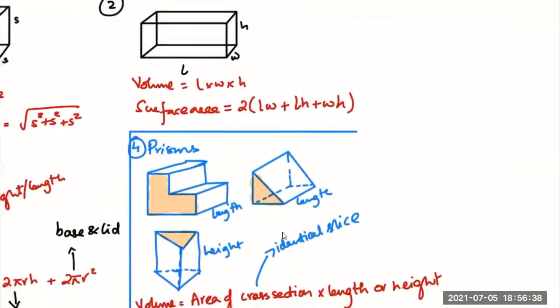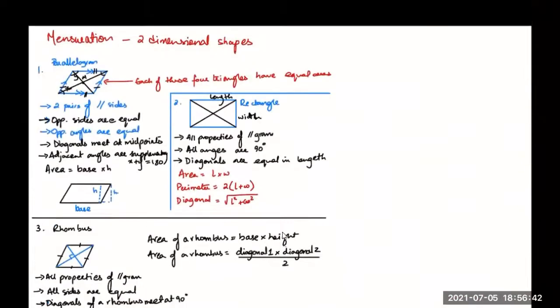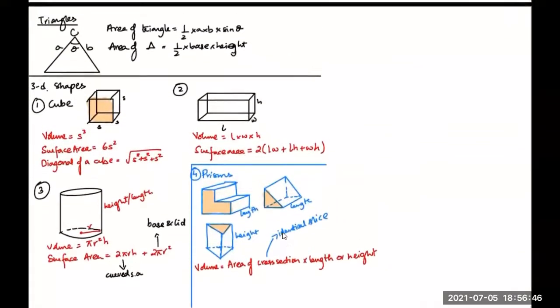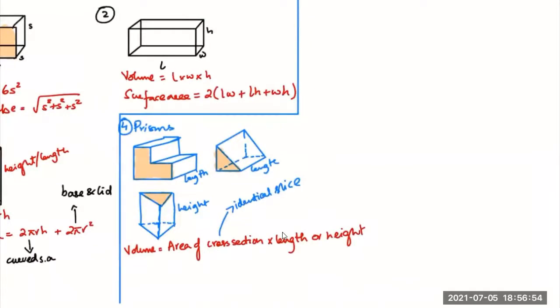So I've been just working on half the page. That's weird because I'm zoomed in so much. Okay, so the volume of a prism is area of cross section into length or height. Let me put a bracket on that, and let me put a bracket on that as well.